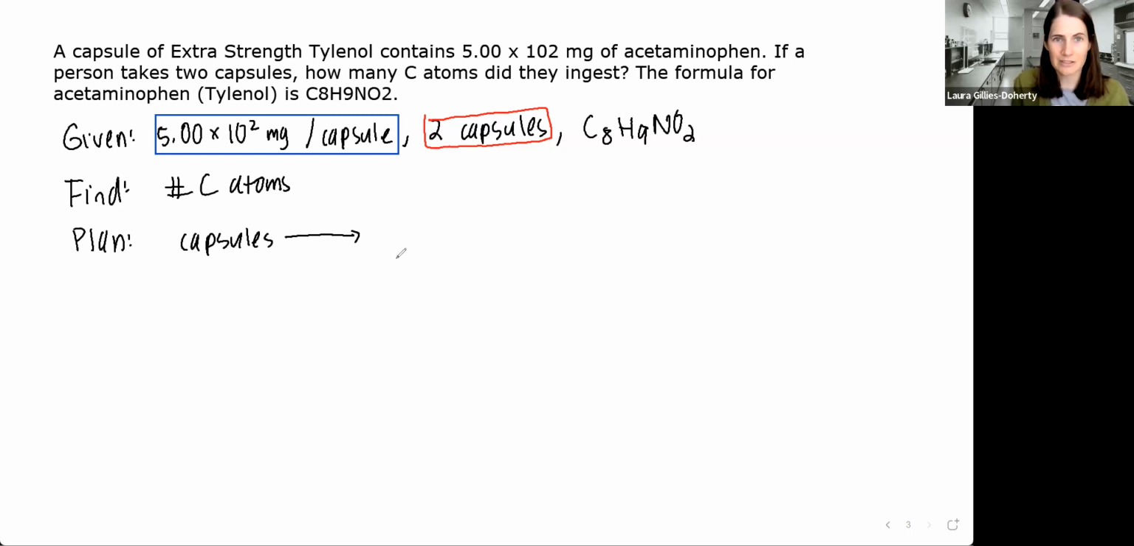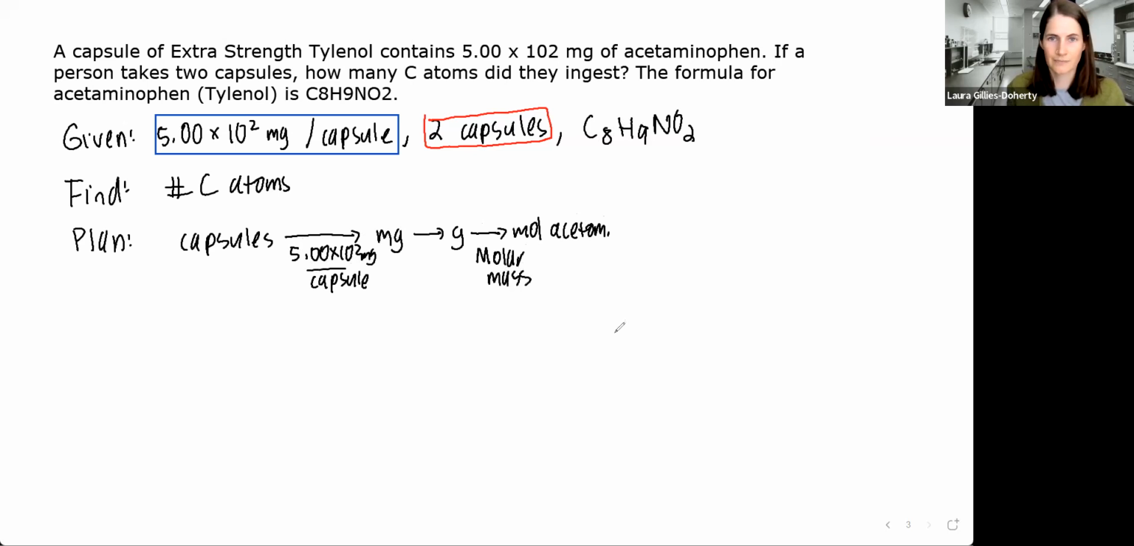So we're going to go from capsules to milligrams, using that there's 500 milligrams per capsule. And then we're going to go milligrams to grams using the metric system. And then we're going to go grams to moles of acetaminophen using the molar mass. And then once we have moles of acetaminophen, now we can use the chemical formula to get to moles of carbon.